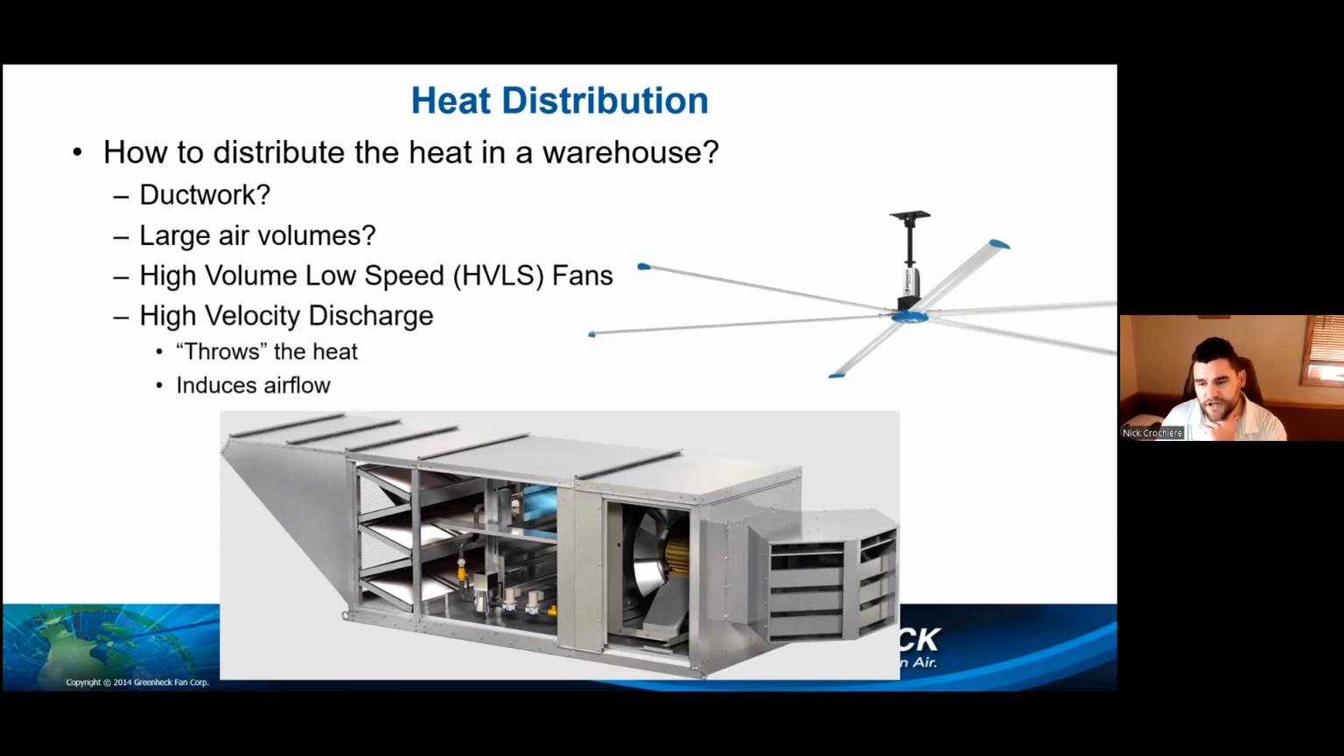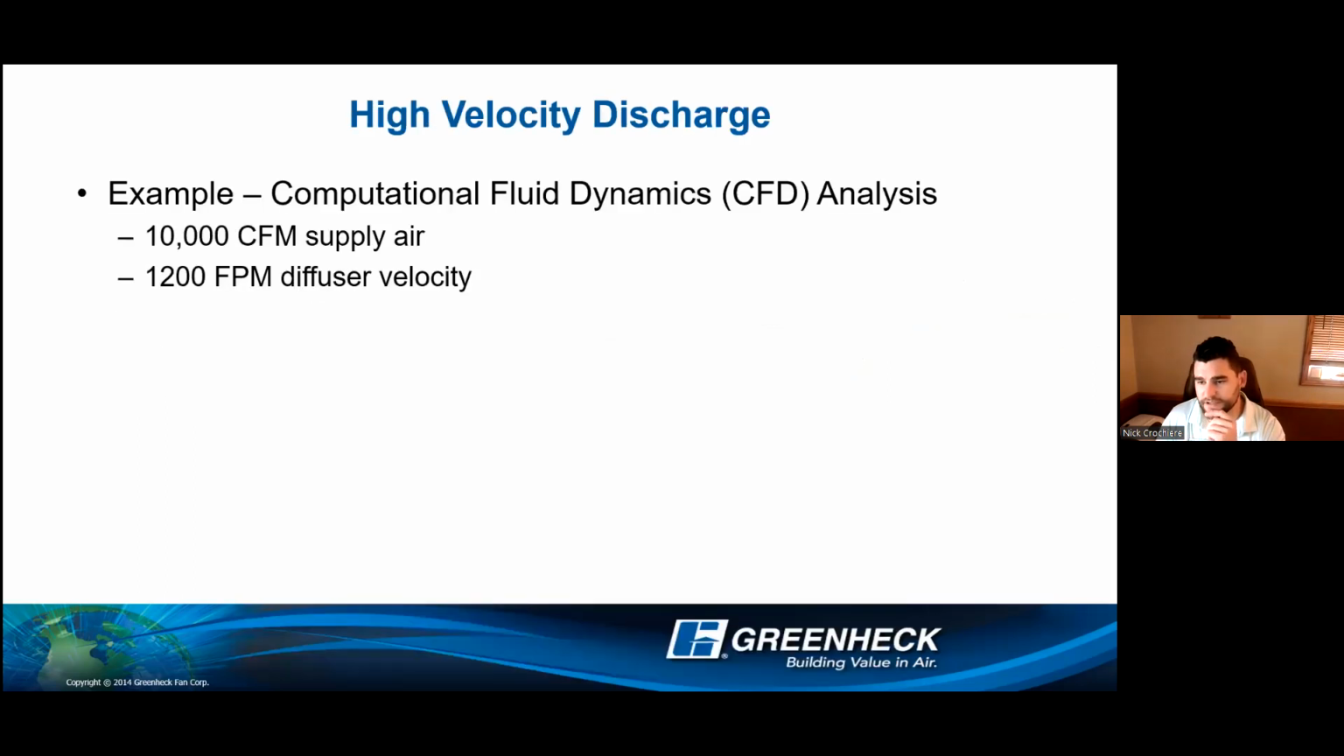High velocity discharge, so it throws the heat and induces the airflow. That diffuser is specific in a lot of applications. You'll see the 45 with the elbow and then blasting down towards the floor. We're going to get into how that is set up in the warehouse and where you would place those units to get the best value out of it. So, high velocity discharge example.